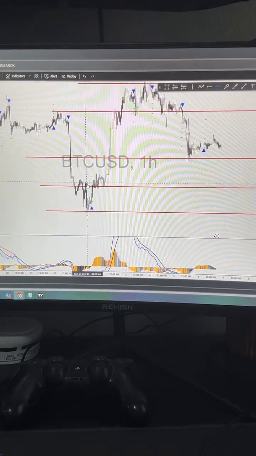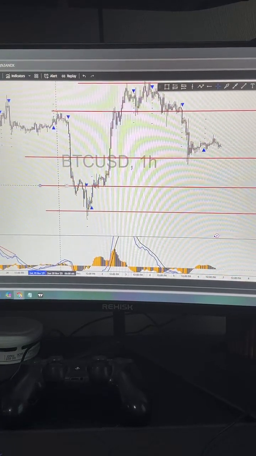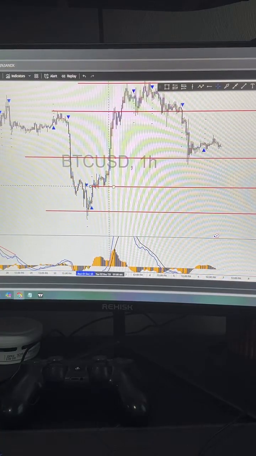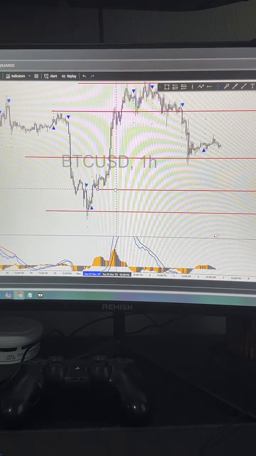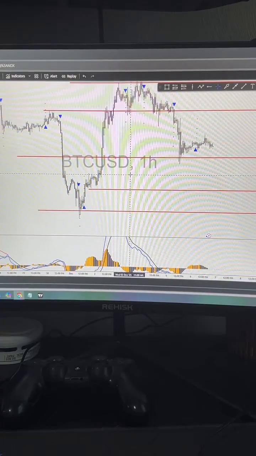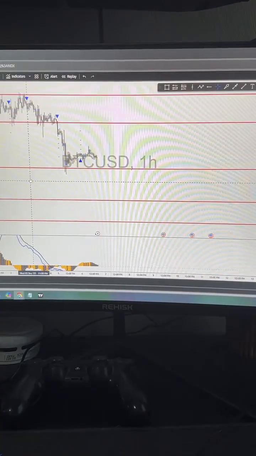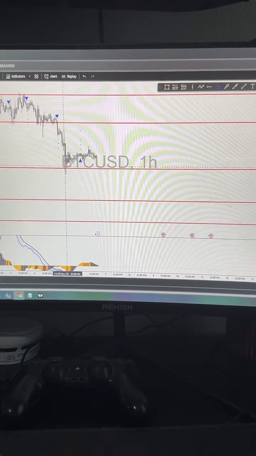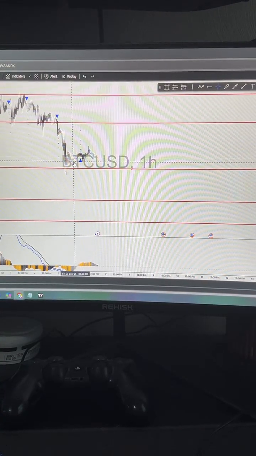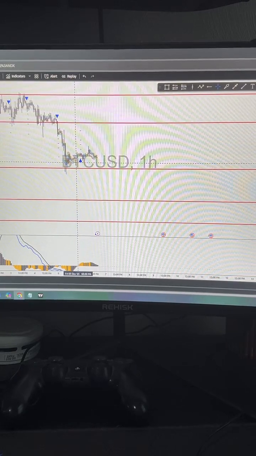I was looking at this right here. It's kind of tough. Maybe right here, that's another area. But you got these fair value gaps that's also in play. But as you can see, as the market ended off for the week, it went into a consolidation.